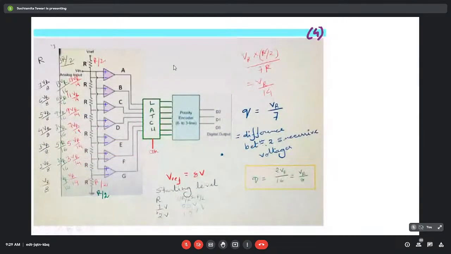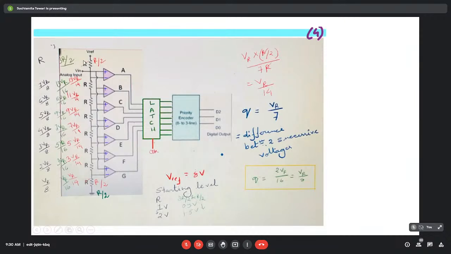Now, in some books, you might find that this R and this R are replaced by R by 2 and R by 2. If this is replaced by R by 2, then what will be the reference voltage at this point? It will be simply VR by 14. Here it would be VR divided by 7R, but the voltage drop is across R by 2 now, so R by 2 is multiplied. So the total V reference would be VR by 14. And in this way, if we proceed, we will find this one 3 VR by 14, this one 5 VR by 14, and so on.